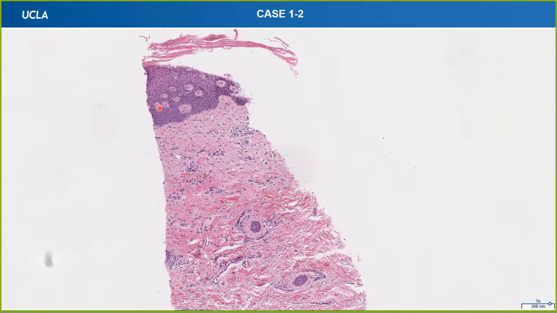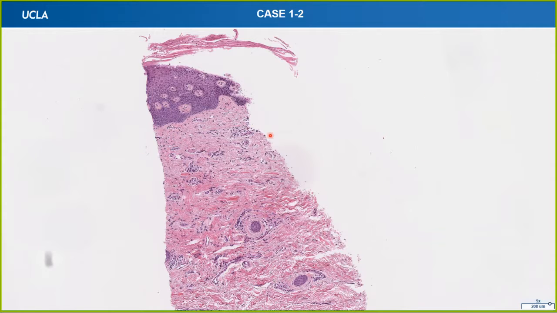So here we have a punch biopsy with thickened stratum corneum, tangential resection of epidermis, and some suggestion of fibrosis, but it's not really sclerotic. And then in the adnexa, we see some periadnexal inflammation and maybe some suggestion of fibrosis. So we'll go higher power. And before we address the question of rule out LS, let's just go through the questions first.